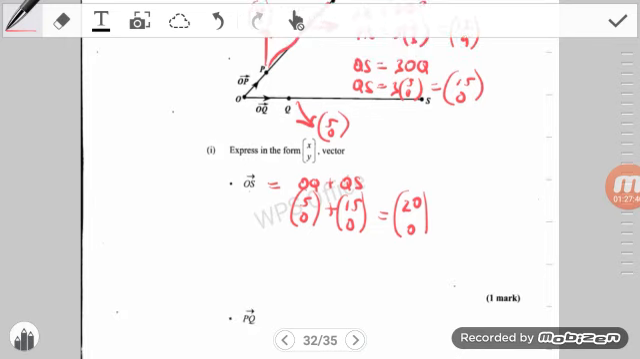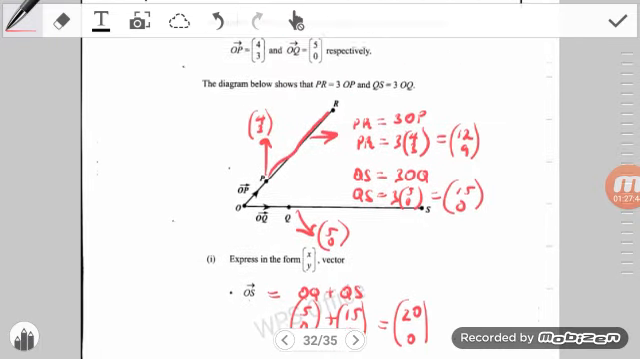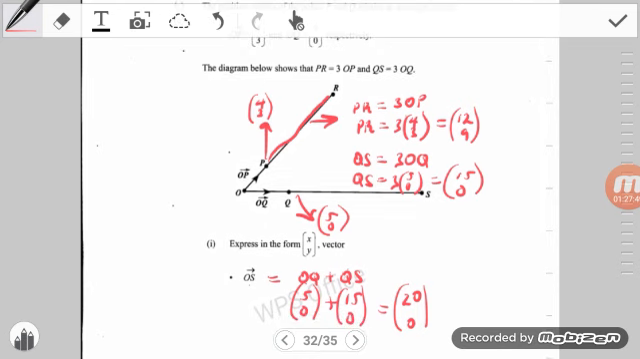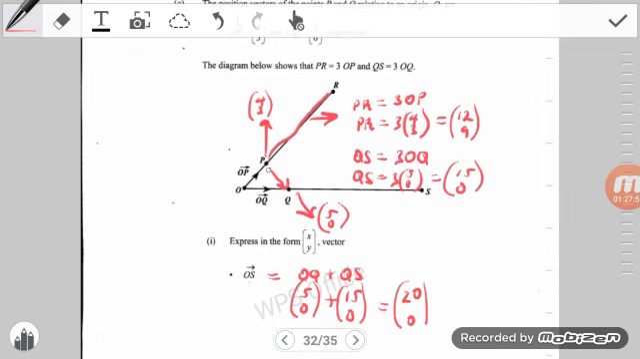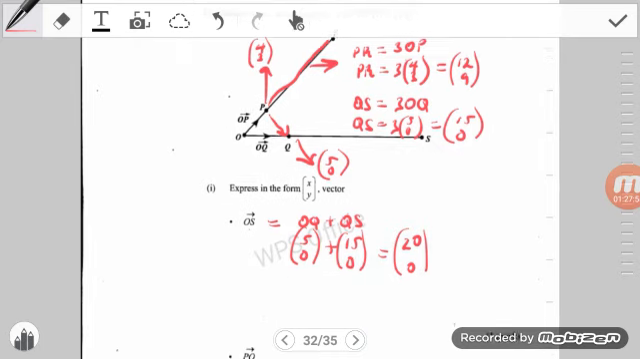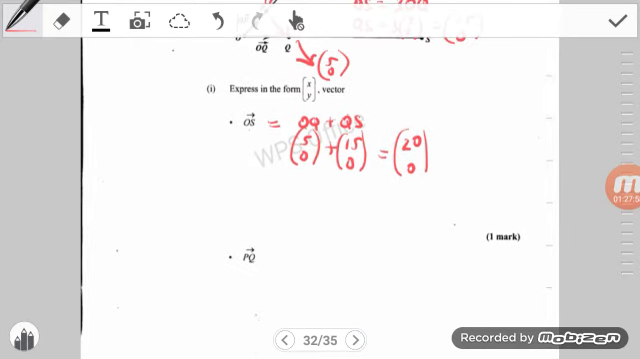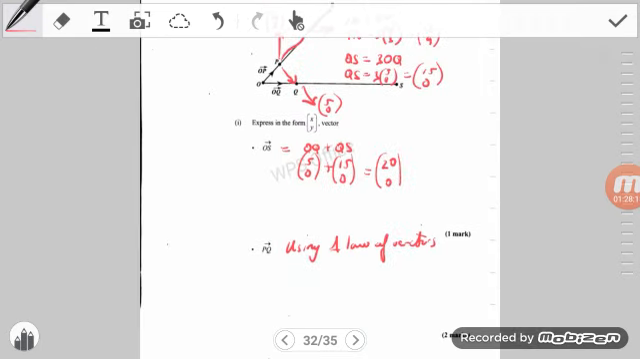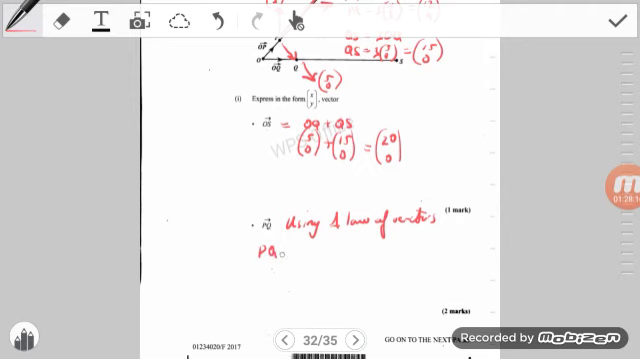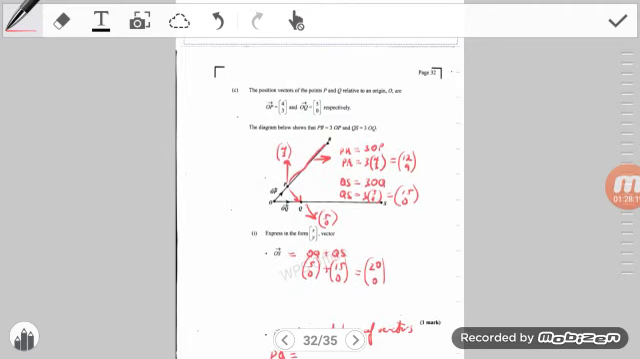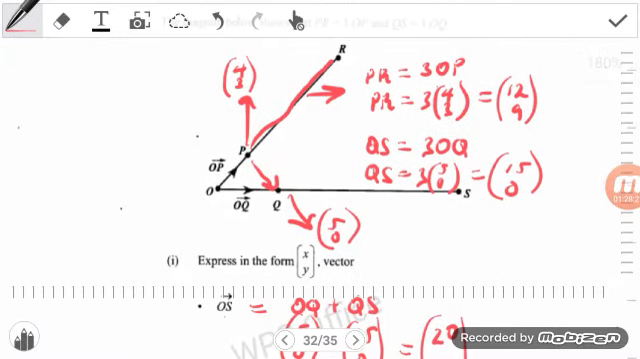Now they want us to find the vector PQ. So this is vector PQ. Because we're looking at the diagram, we're going to have to use what is called the triangle law of vectors. Alright, so using triangle law of vectors, what that states is that if you're looking for a vector, which is in this case PQ, then we have to go around the triangle. So going from P to Q would obviously mean that I would have to go from P to O and add that from O to Q.